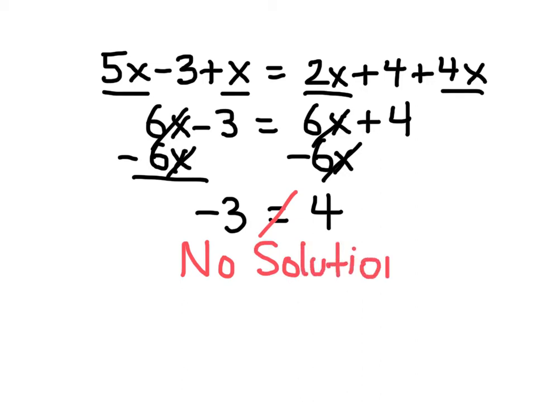And when you think about it, if you go back to this step right here, when I had 6x minus 3 and then 6x plus 4, I would know right there there's no solution because 6x is identical on both sides. So if I have an identical number and I take away 3 and I add 4 to that same number, I'm going to get two different answers. So there's no way that both sides are going to be equal.